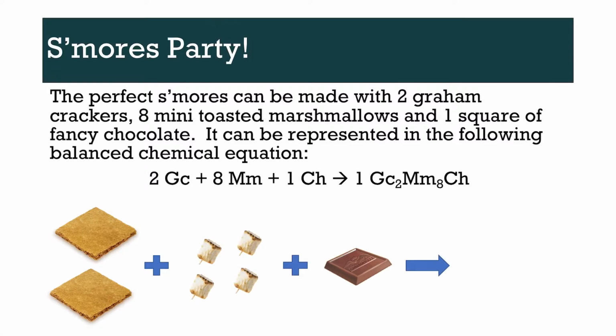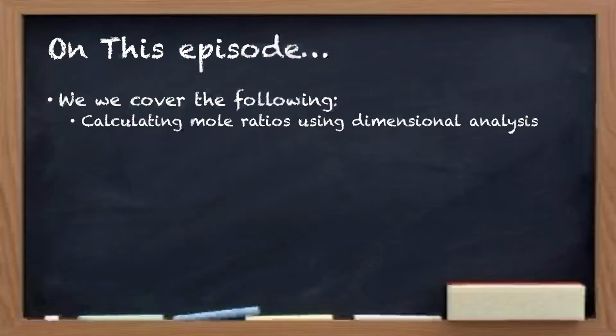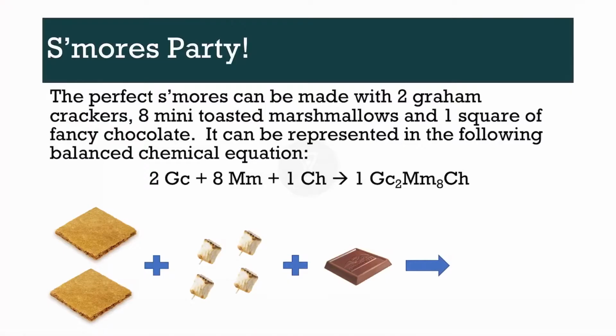Think about you're making s'mores. The perfect s'mores can be made with 2 graham crackers, 8 mini toasted marshmallows, so we add my other 4 right here, and 1 square of fancy chocolate.